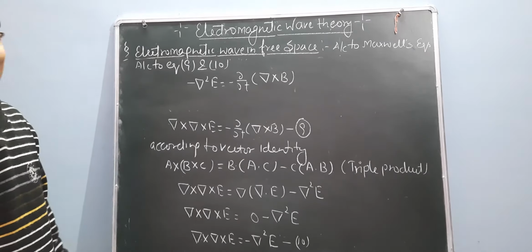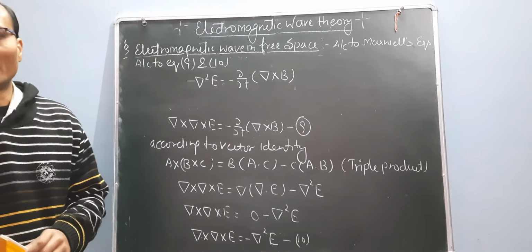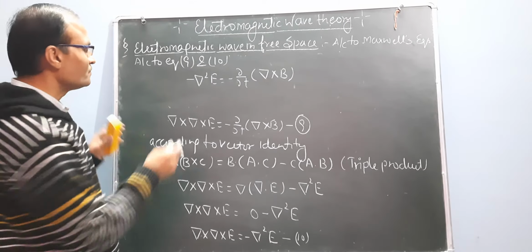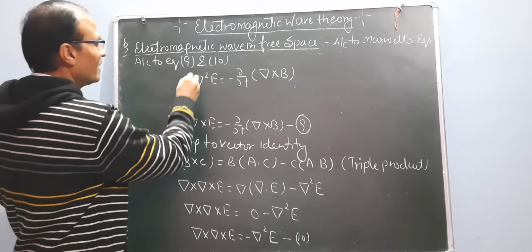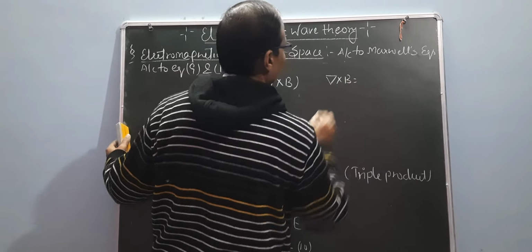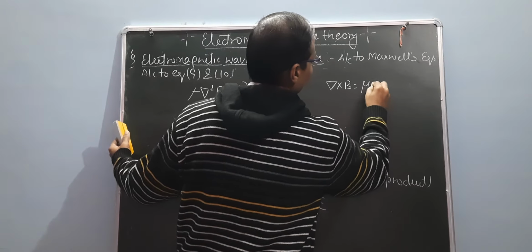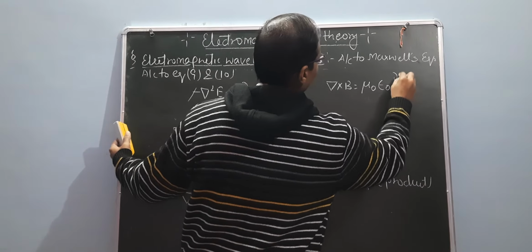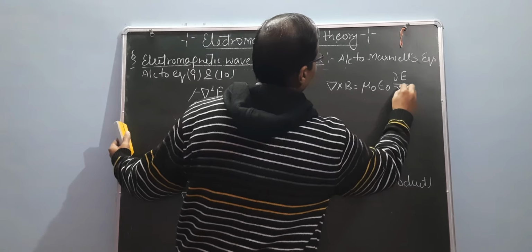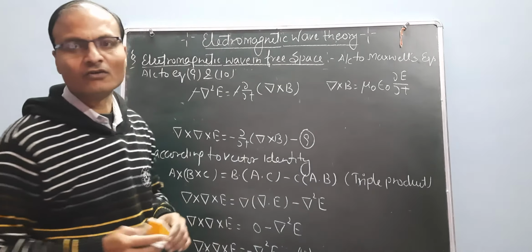So you see in this equation, del cross B, the minus signs cancel out, and del cross B equals mu naught epsilon naught del E upon del T, the equation of del cross B.